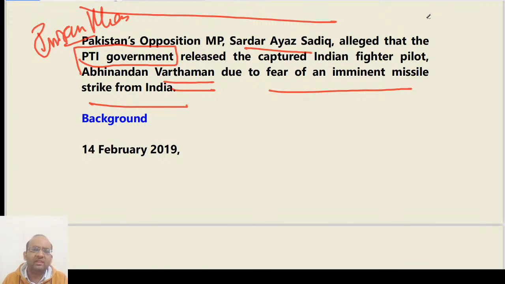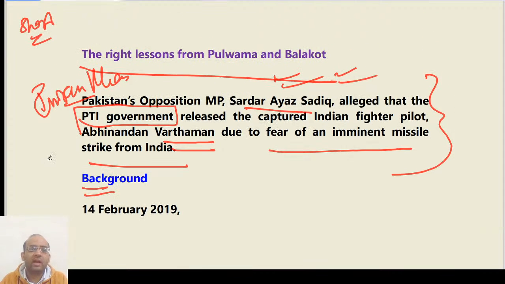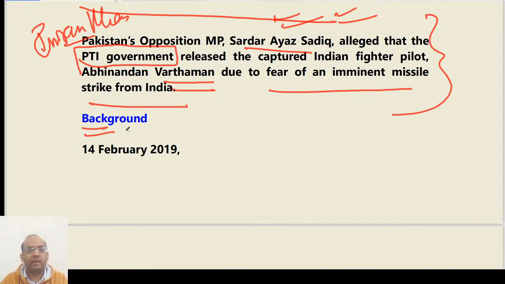Our analysis is not of his assertion. They can say whatever they want to say because in Pakistan also there is democracy. Our analysis is basically what lessons we need to derive from Pulwama and Balakot. So let me give you the brief background. I think you all may be aware of it.